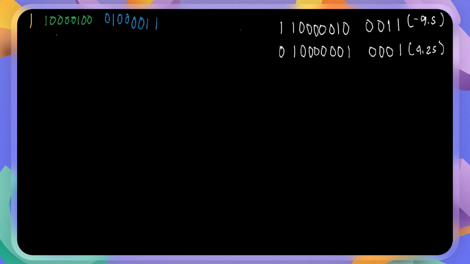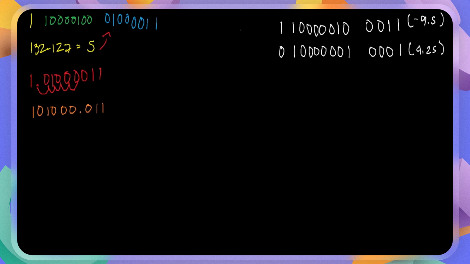So let's take a look here. So this is going to be 132 minus 127. It's going to be 5. So we already know that. So now we have 5. We're going to use that to shift 5 places to the right. So 1.01000011, right? 4 zeros. Then we shift to the right 5 times. 1, 2, 3, 4, 5. So then that's going to be 101000.011.